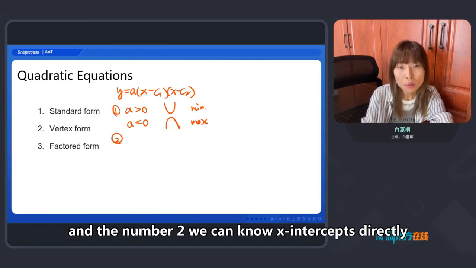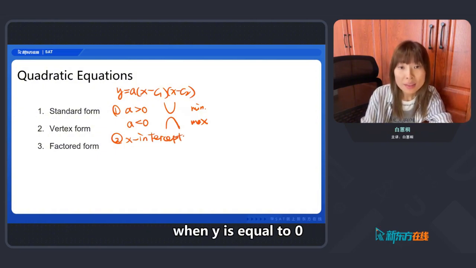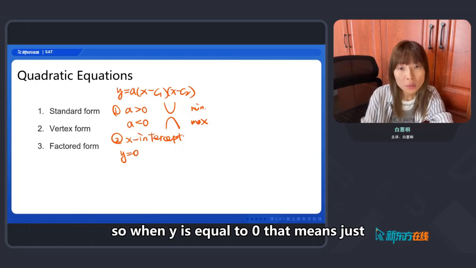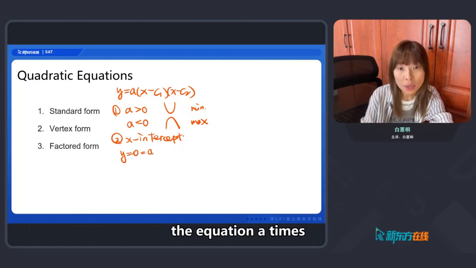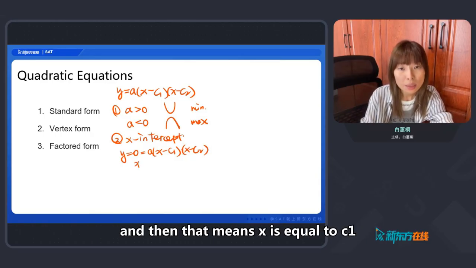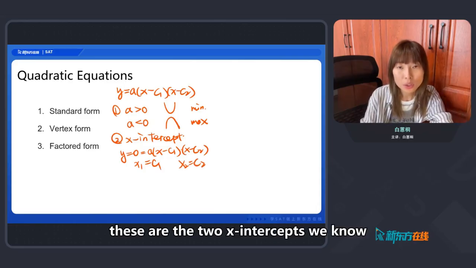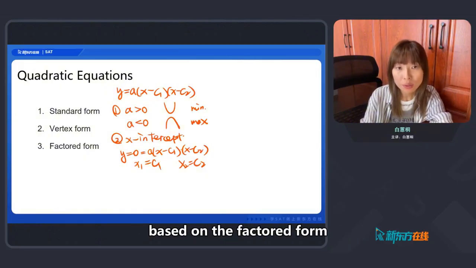And number 2, we can know the x-intercepts directly, because x-intercept would be the value of x when y is equal to 0. So when y is equal to 0, that means the equation a times x minus c1 times x minus c2 is equal to 0, and then that means x1 is equal to c1, x2 is equal to c2. Okay, so these are the two x-intercepts that we know based on the factor form.